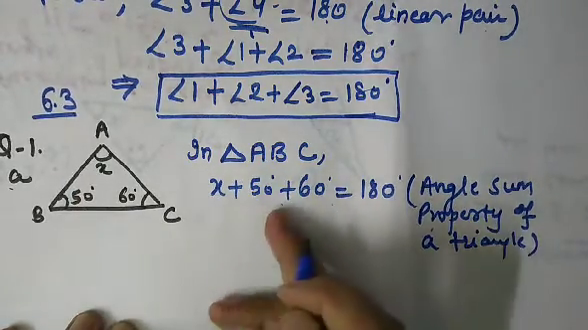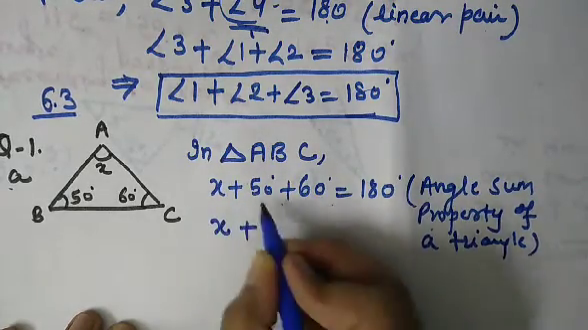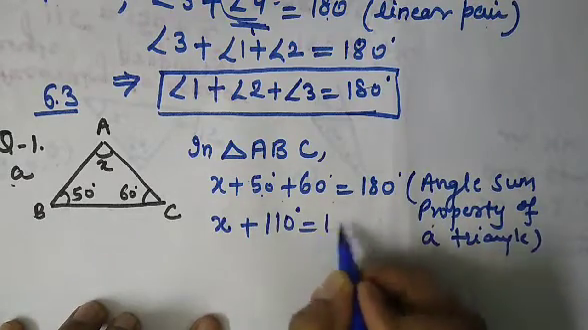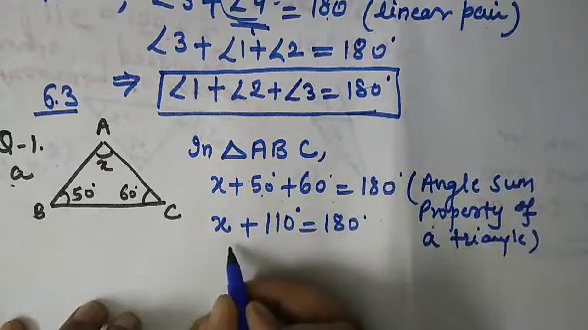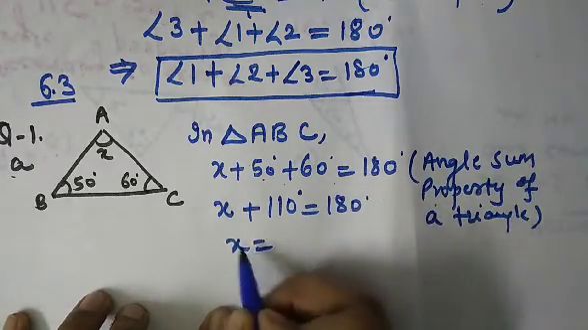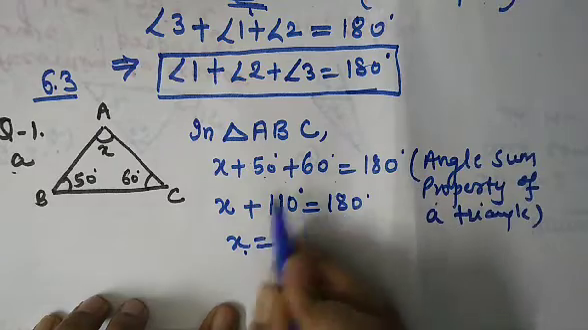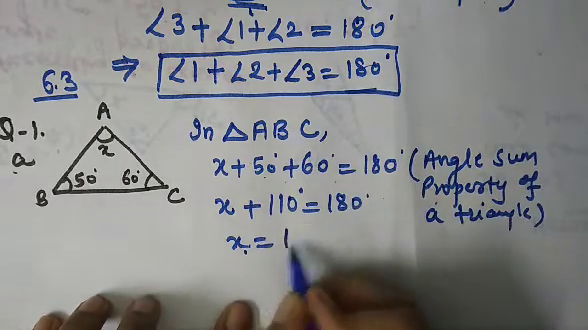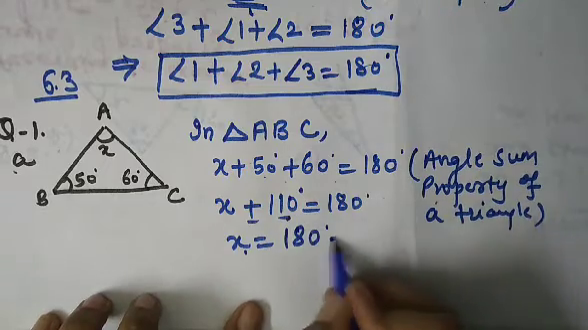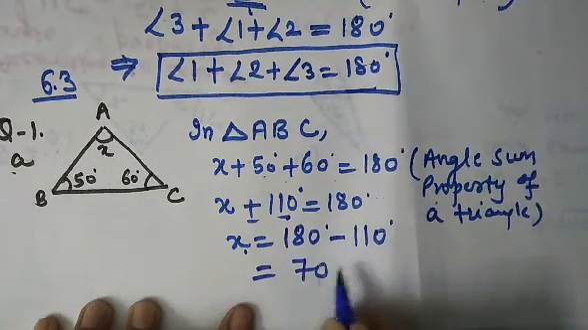Now I will add the like terms. So x remains the same. Now 50 plus 60 is 110 degrees, and it is 180. As we have to find x, we have to separate x. So this angle has to change its side. So it will be 180, this will remain the same, and as it is plus, it will be minus on this side. So the value of x is 70 degrees.